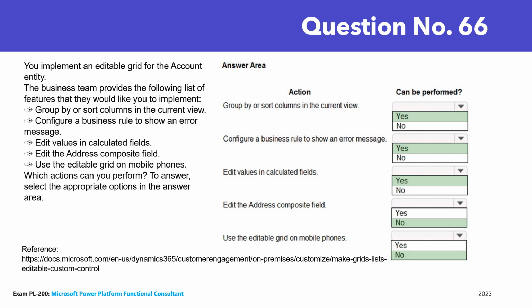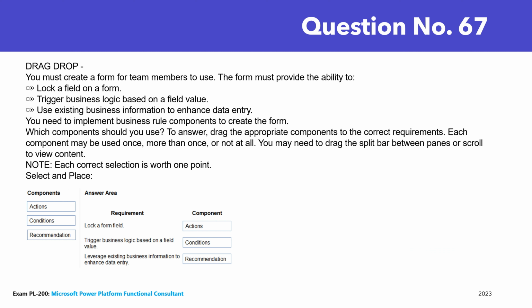Action: Group by or sort columns in the current view. Can be performed? Yes. Action: Configure a business rule to show an error message. Can be performed? Yes. Action: Edit values in calculated fields. Can be performed? Yes. Action: Edit the address composite field. Can be performed? No. Action: Use the editable grid on mobile phones. Can be performed? No.